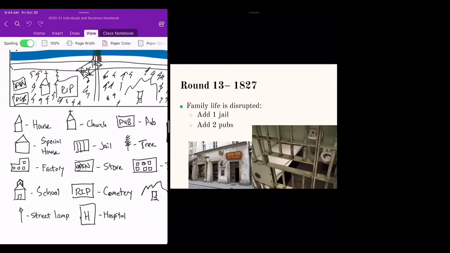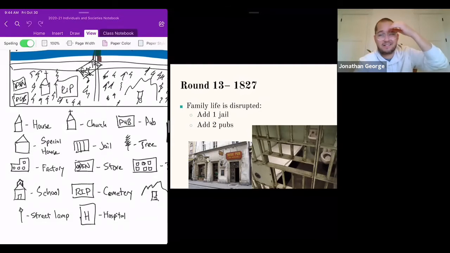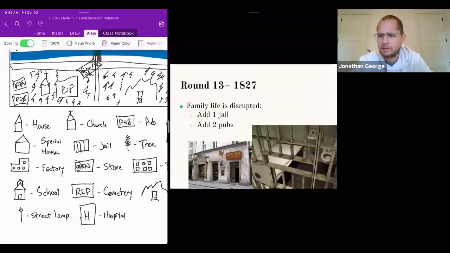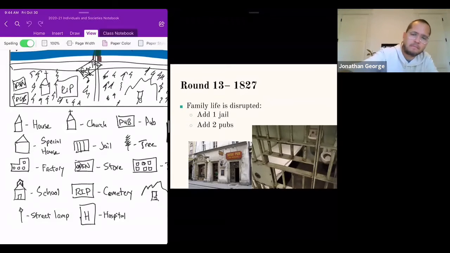Family life is disrupted. So family life, just things starting to happen where things aren't going well for certain people. Out of jail. Add 2 pubs. Okay. Add 2 pubs out of jail.